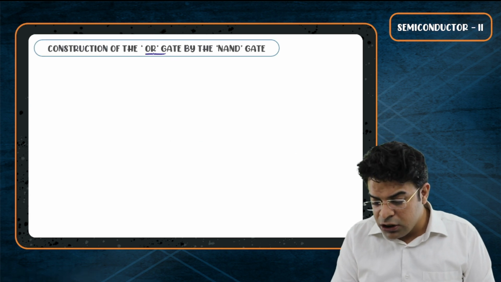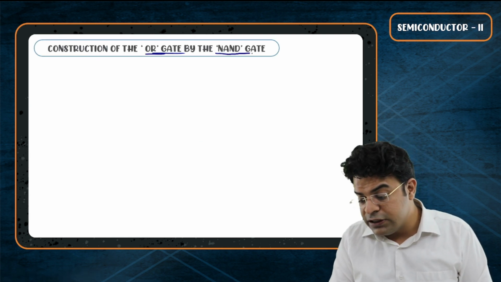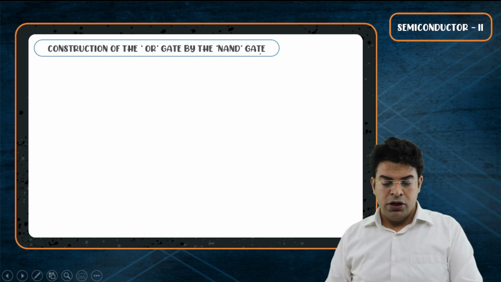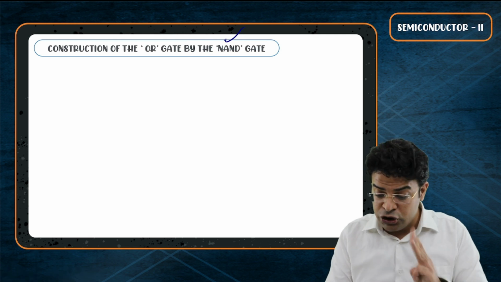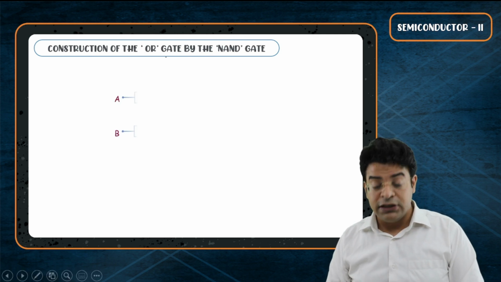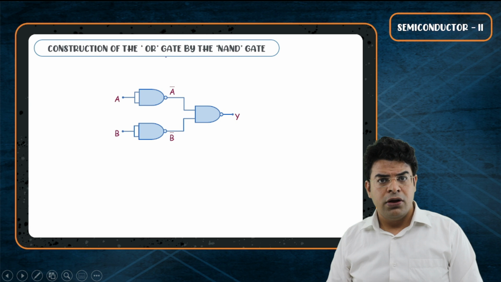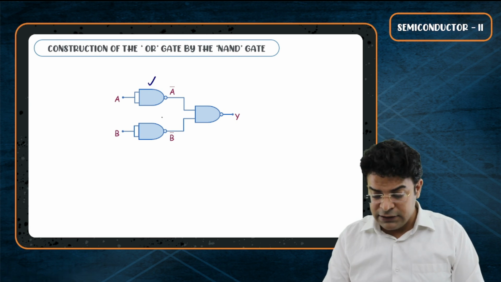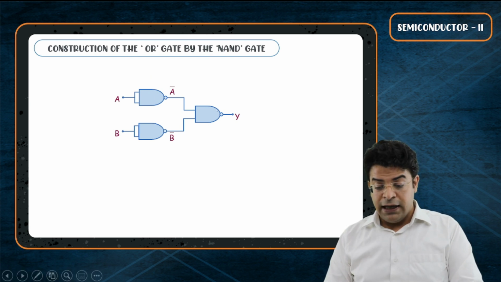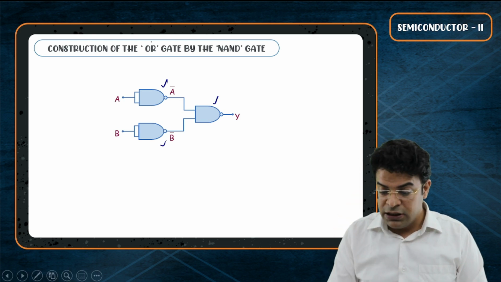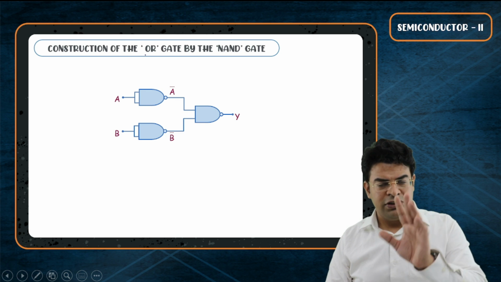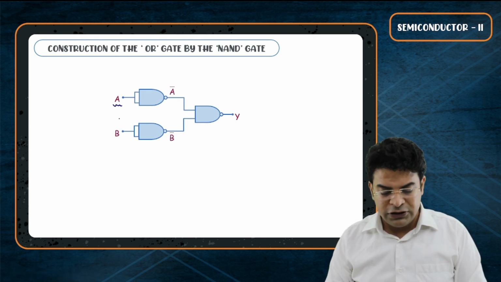Next, bachcho, how to construct an OR gate by using NAND gates repetitively. Understand that 3 NAND gates have to be used to make an OR gate, and the structure looks something like this. So use one NAND gate, second NAND gate, third NAND gate, and these 3 NAND gates give the same output as an OR gate. So how can you say? See, let's say the input to the first one is A.